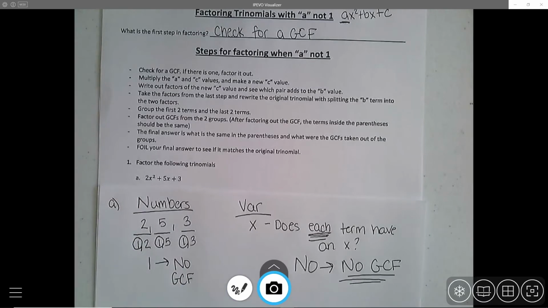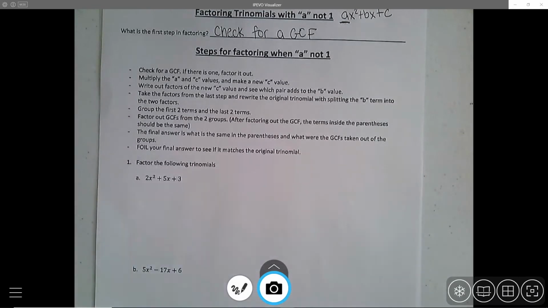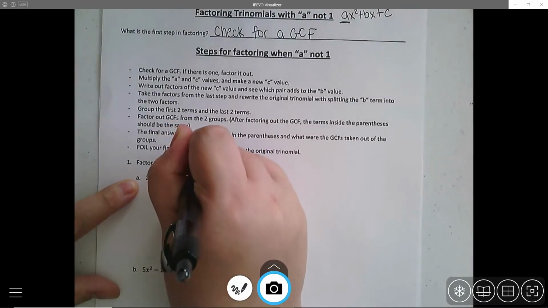You always want your problem to start out with a positive and not a negative. Okay, if I look back up here at the steps, that's the first step: check for a GCF.